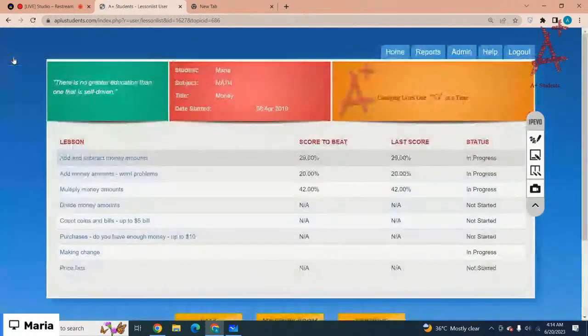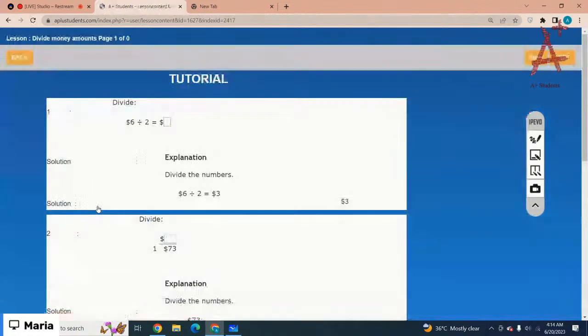I think the next one is divide money. Yes, that is divide money amounts. Let's just start with the next one. So we have done with multiplication. Now we have to do division. Got it? We know how we divide 6 divided by 2. That means you have to count a table of 2 until it makes 6. So which is the correct option?